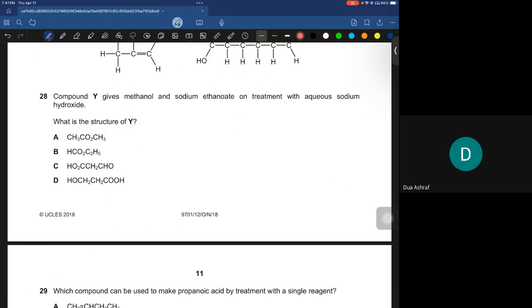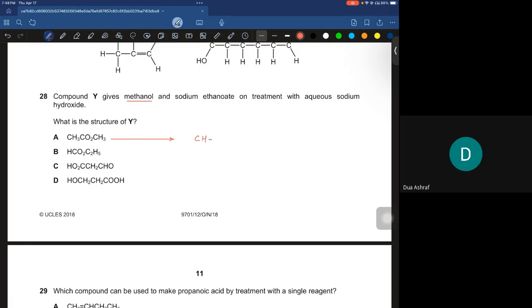Compound Y gives methanol and sodium ethanoate on treatment with aqueous sodium hydroxide. What is the structure of Y? Give methanol and sodium ethanoate. Of course, it should be an ester. So methanol means a one carbon alcohol, and sodium ethanoate means it's from ethanoic acid. So you are supposed to solve all the esters. The option in which you would be getting this product would be correct.